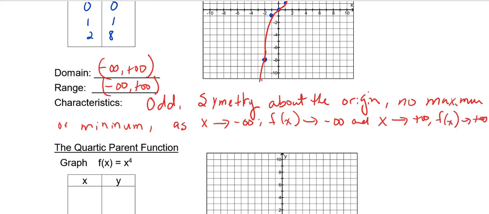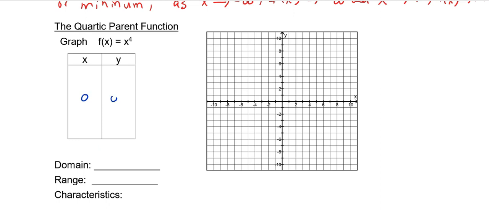Alright, so as x goes to positive infinity, s also goes to positive infinity. Now we're going to look at the quartic parent function. Again, we're going to start at 0, 0 and pick our points that are close by. If you can get 2 points past where your vertex is, going to the left and 2 going to the right, that's good, but sometimes your graphs won't let you do that because of size constraints.